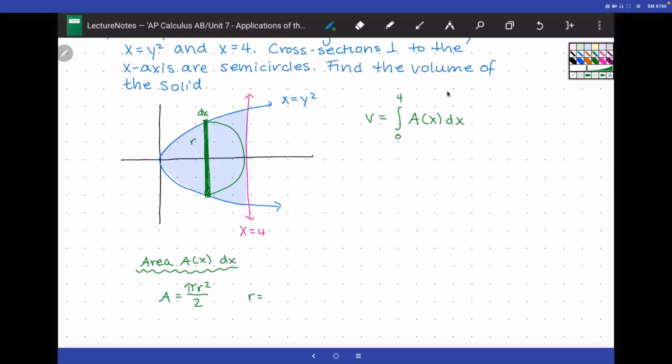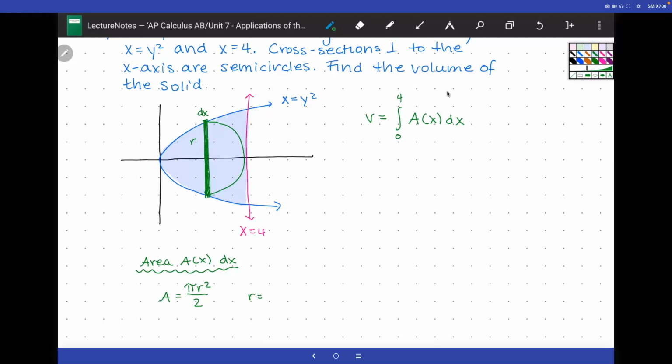However, not a big however in this case. Anybody know? That's a very vague question. Anybody know my however, where I'm going? What is the top function? X equals y squared. Except that's not really a function technically in this case, but the top curve I should have said. Top curve is x equals y squared.